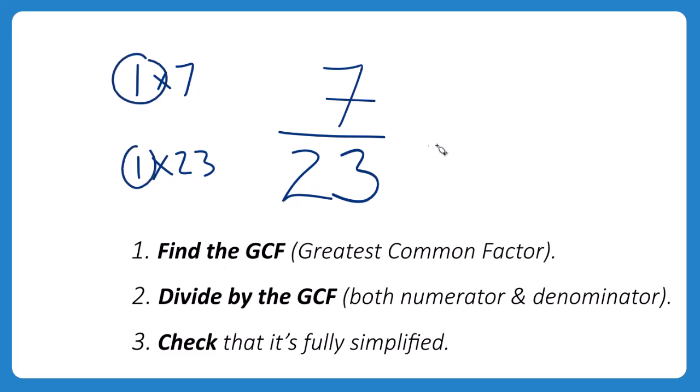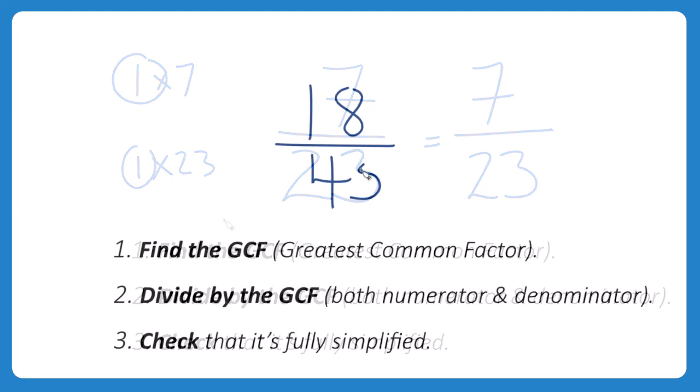If you divide 7 by 1, you get 7. If you divide 23 by 1, you get 23. What's that mean? It means we're already simplified. And that happens sometimes. So just be aware of that. Teachers like to trick you occasionally. All right, one more, last one. Here we go.